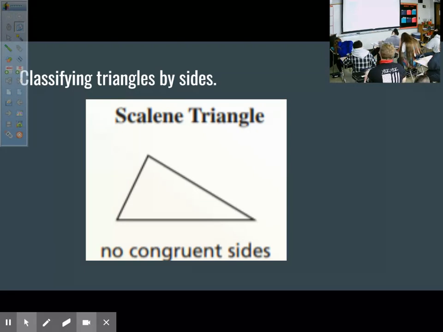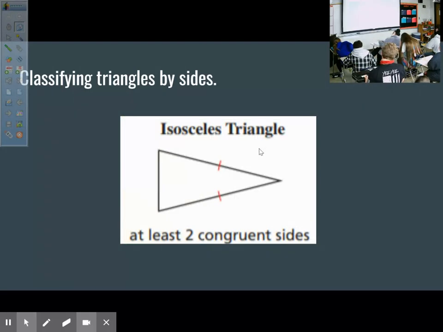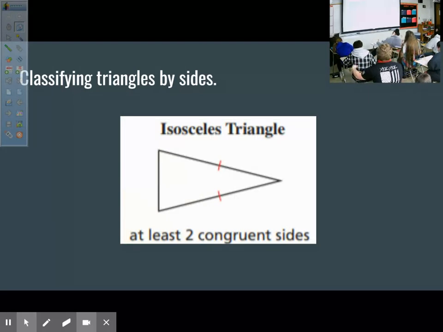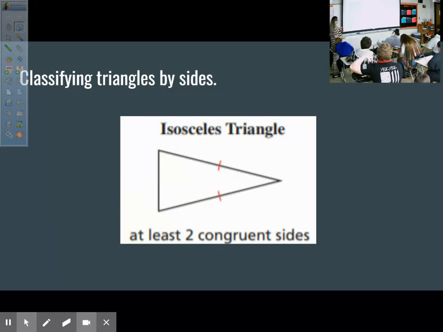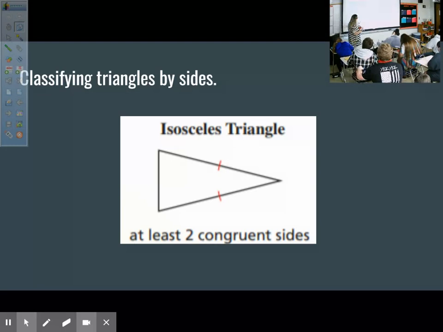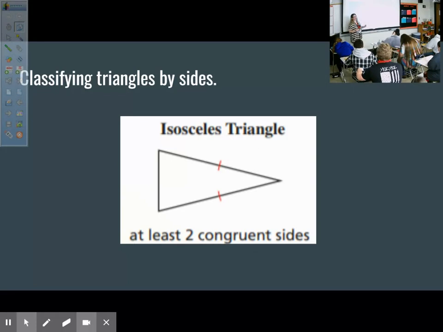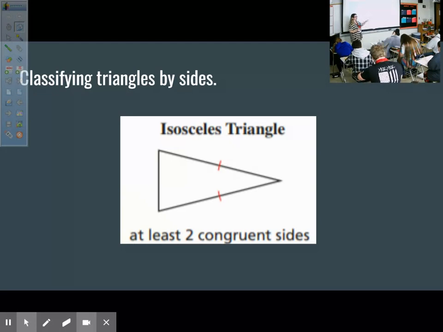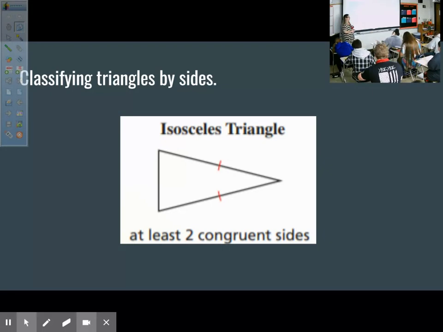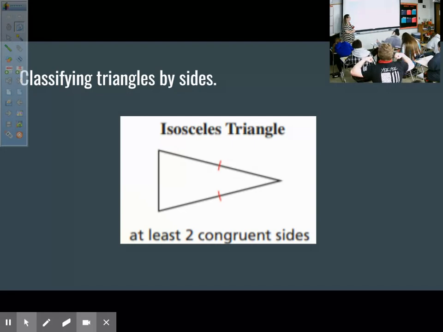Now the next type of triangle is isosceles. For the definition, you need to write at least 2 congruent sides. At least 2 means 2 or more. A triangle only has 3, so if it has 2 sides congruent or 3 sides congruent, it would be isosceles.